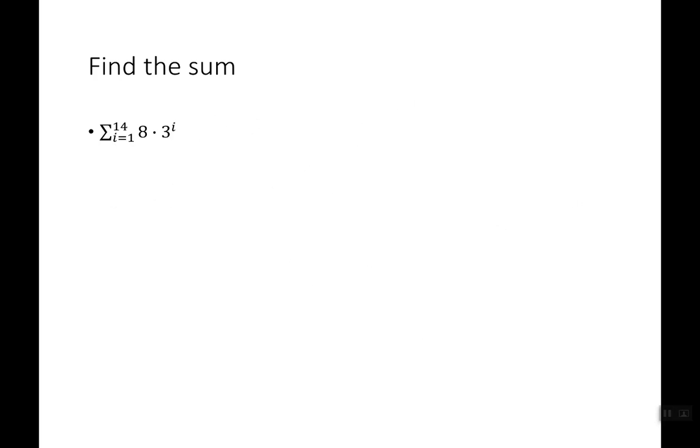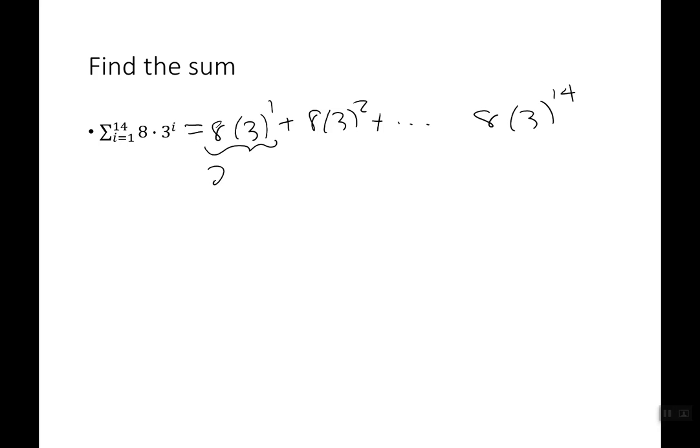I want to do this for you again, make it a little bit bigger. So I have the sum i equals 1 to 14 of 8 times 3 to the i. I thought this was important to throw a number in front. So let's think about putting the numbers in. I have 8 times 3 to the 1 plus 8 times 3 squared, right? And I'm going to keep doing that until I get 8 times 3 to the 14th power, and I want the sum. The first term is 24.